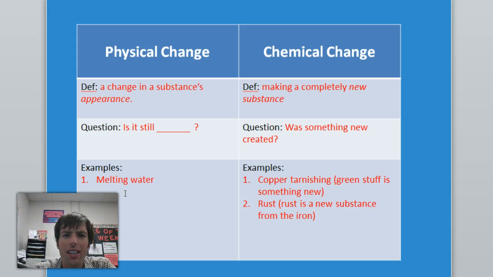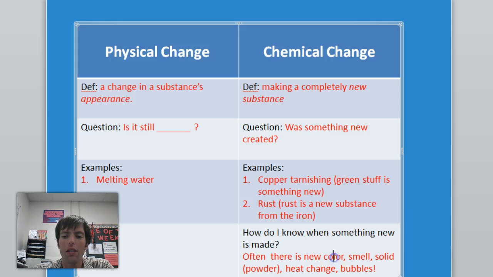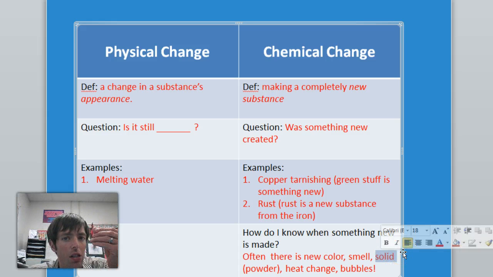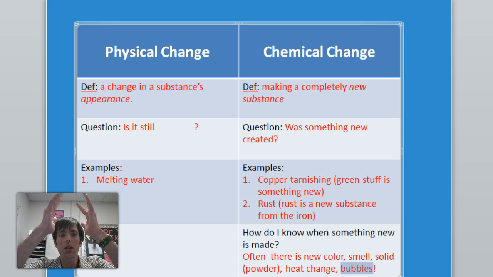Now imagine you're starting to think, man, this is harder than it looks, Mr. Mabry. How am I going to get these questions right on a quiz? Well, let me give you some hot tips. Why don't you add this box right here in your notes? How do I know when something new is made? You want to look for these signs. You're looking for new colors, new smells, maybe a solid has been made, like a powder, like the rust, or maybe it's going to get hotter or colder. And remember, if gas is made inside a liquid, you're going to get bubbles.